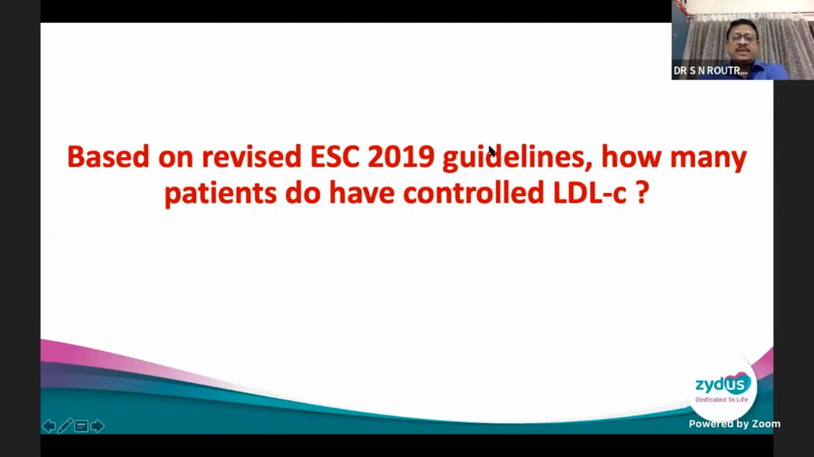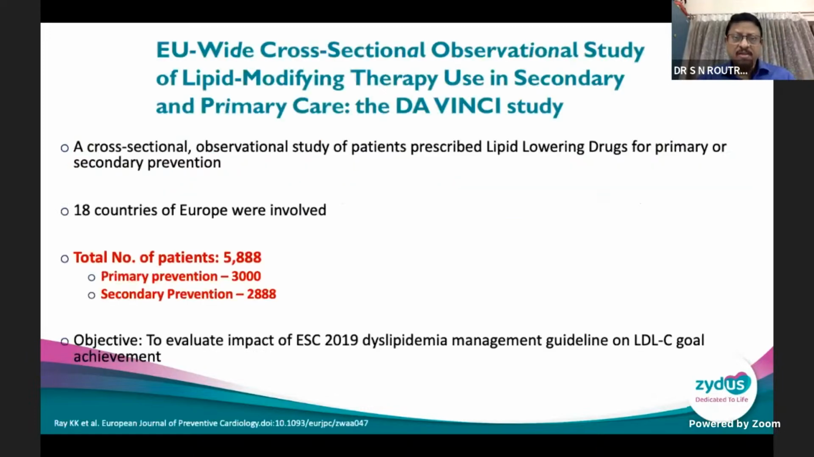So based on the revised ESC 2019 guidelines, how many patients have controlled LDL cholesterol? There is one large study, the DA VINCI study, that shed light on this. It is a European Union-wide cross-sectional observational study on lipid modifying therapy used in secondary and primary care. It involved patients prescribed lipid-lowering drugs for primary or secondary prevention, from 18 countries of Europe. The total number of patients was 5,888: 3,000 for primary prevention and 2,888 for secondary prevention.